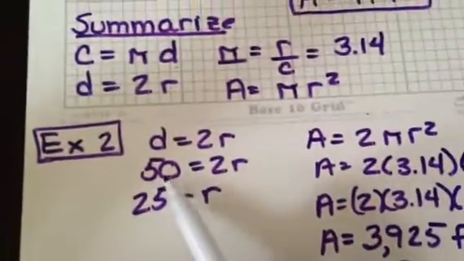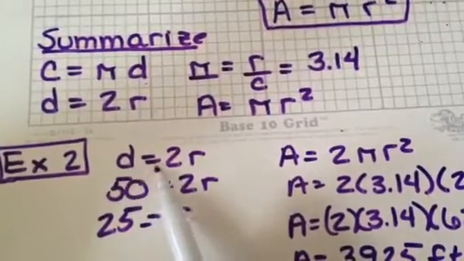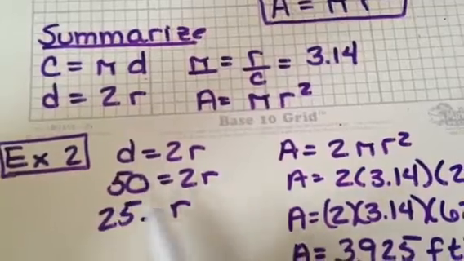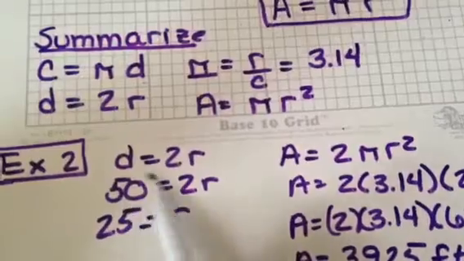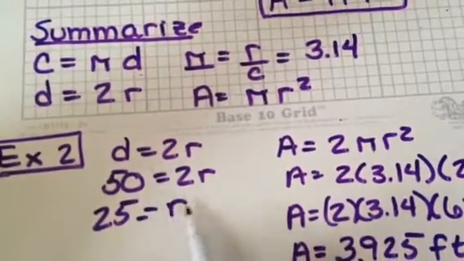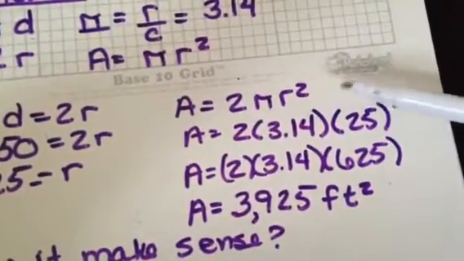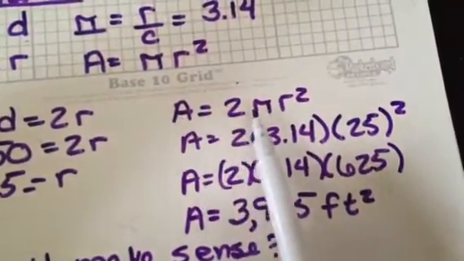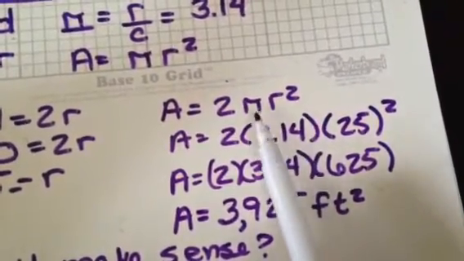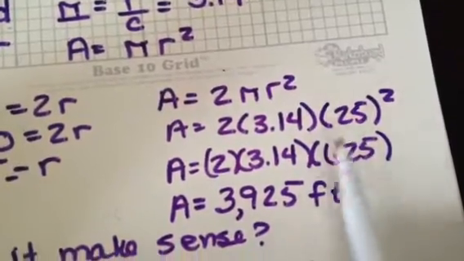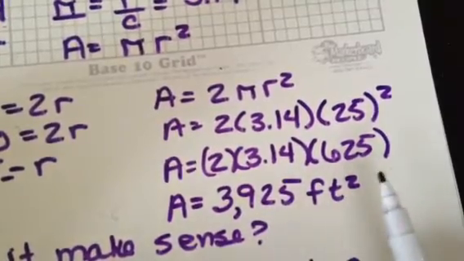Now in example 2, they give you some information, and what you need to remember is that the diameter of a circle is 2 times r. So in this problem, they give you a diameter of 50. So if 50 is equal to 2 times r, well then the radius is going to be 25. So to find the area of this circle, we now need to use area equals pi r squared. So we put in 3.14 for pi, 25 for r, square that, and we come up with an area of 1,962.5 feet squared.